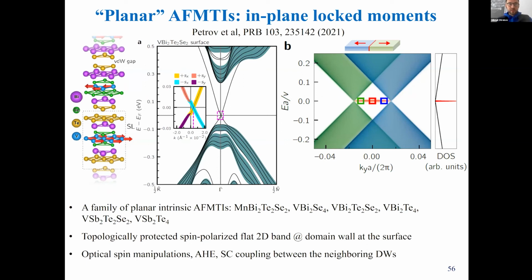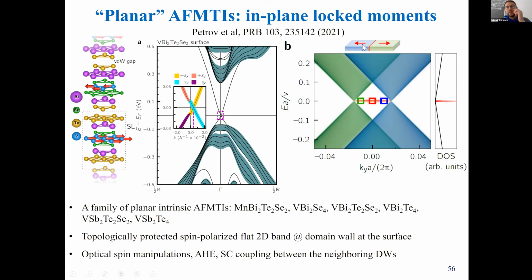As I promised, I will tell a little bit about this in-plane or planar antiferromagnetic TIs case. In this case, the Dirac point is not gapped, but it is rather slightly displaced from the gamma point, as you can see here. I hope you can. And now let us imagine that we have a magnetic domain wall at the surface of such a material. This could be either due to a septuple layer morphological step at the surface, or naturally due to the formation of magnetic domains.